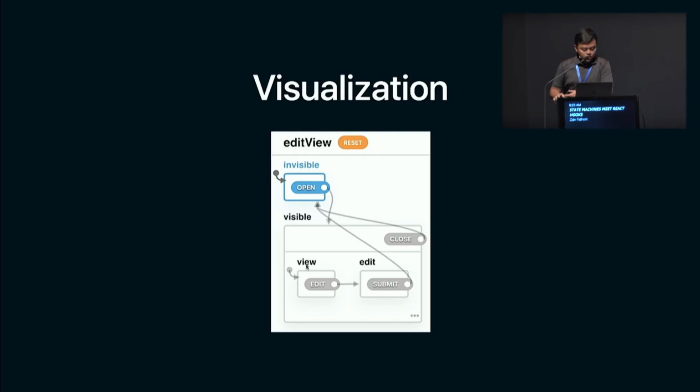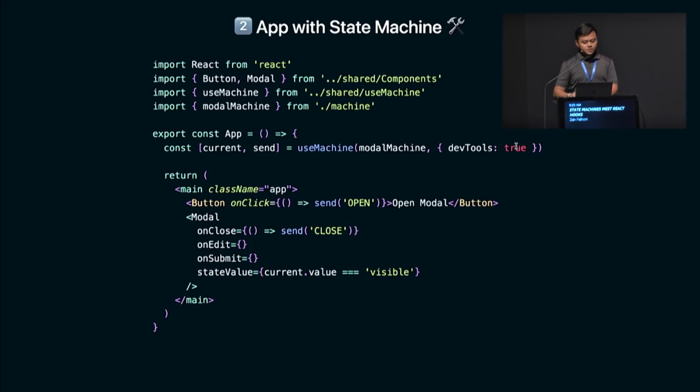So when we are on view, we can edit it. And when we are on edit, we can submit it. And when we are inside any of these, we can still close the modal. That's how it works, right? So let's implement this in our state machine. This is our previous one.